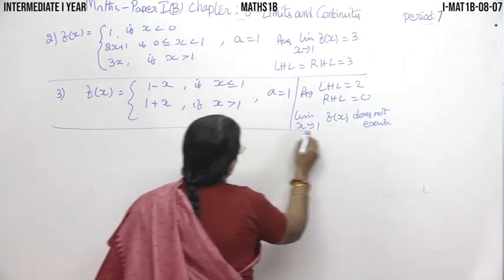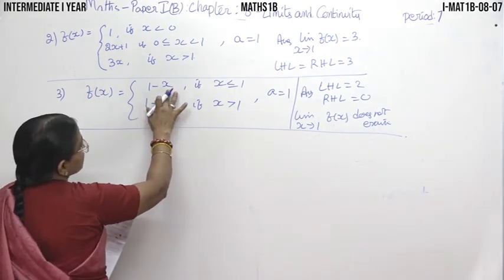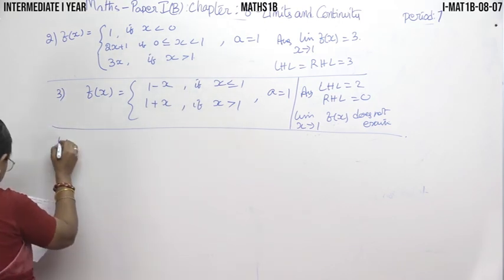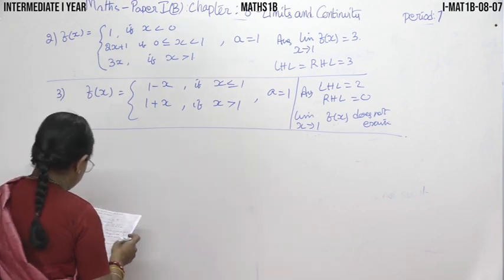You can try this problem. Same, left limit you can see is 1 - 1 = 0. Right limit is 1 + 1 = 2. Fourth problem: 1, 2, 3, 0.